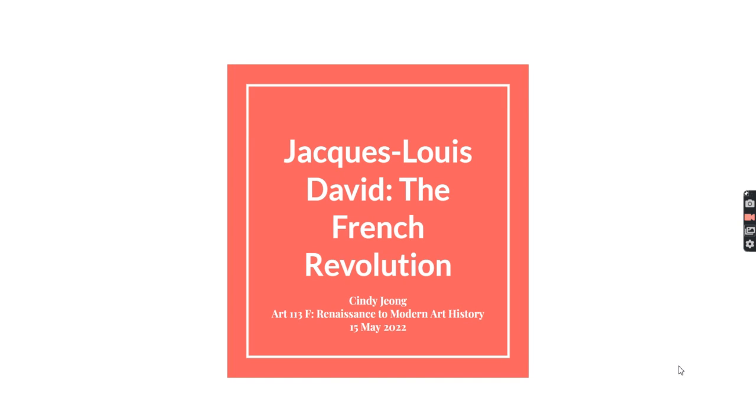Hello, this is my final research project for Art 113. My topic focuses on the artist Jacques-Louis David. I will be discussing three of David's artworks and how they were used as advocacy for the French Revolution. In addition, I will be talking about the change from Rococo art to neoclassical art. My inspiration for this topic came from Jacques-Louis David's Oath of the Horatii.